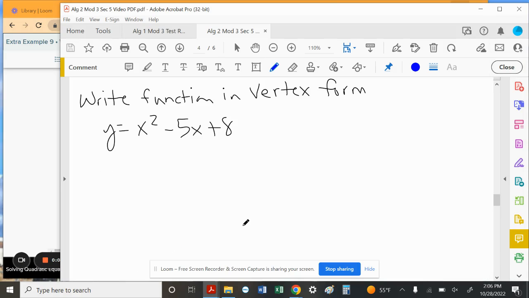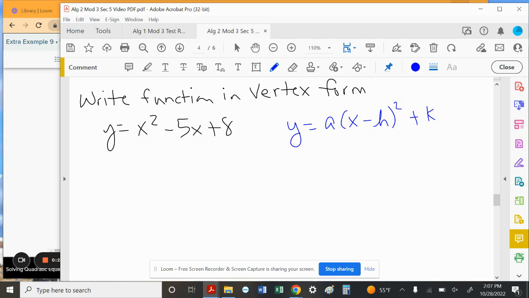Okay, what we're going to do now is write functions in vertex form, and this is the problem that we're going to work with. But first off, I want to point out what vertex form is. Vertex form would look something like this: y equals a times (x minus h) squared plus k.